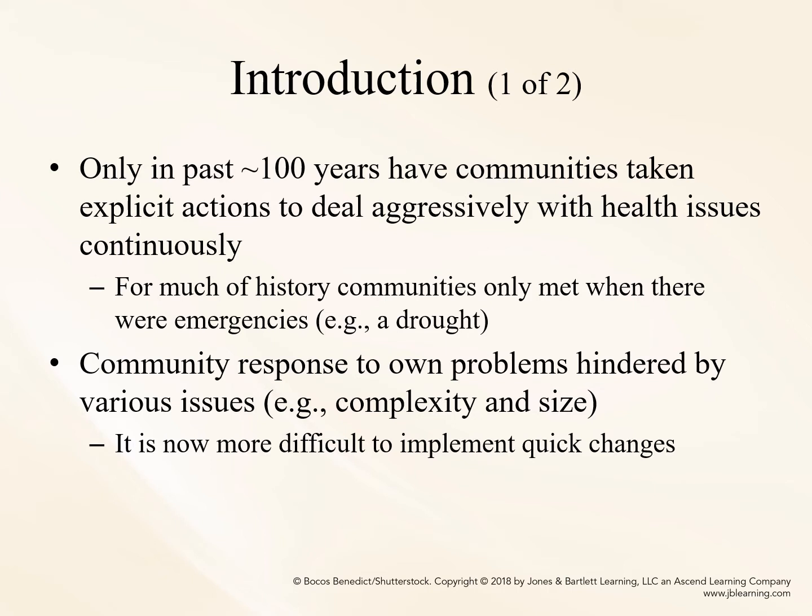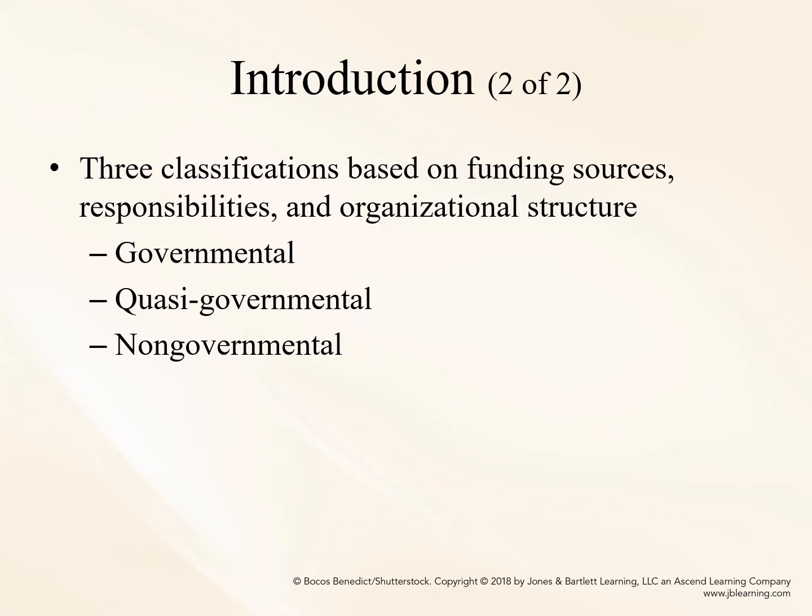The community response to its own problems is hindered by various issues, for example, complexity and size. Now that cities and towns are becoming more complex with multiple layers and we're getting bigger, it is more difficult to implement quick changes. The three classifications of agencies are based on funding sources, responsibilities, and organizational structure.